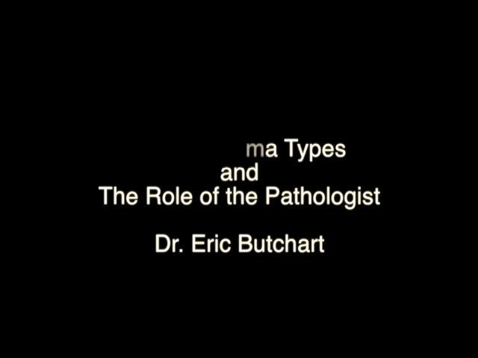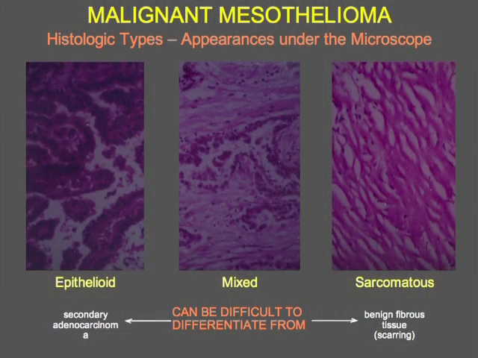There are basically three different types of mesothelioma. The first and the most common is called epithelioid. The least common is called sarcomatous. And then there can be tumors which have a mixture of both cellular types. Now, the importance here is that we're going to mention in a few minutes that there's a difference in prognosis.